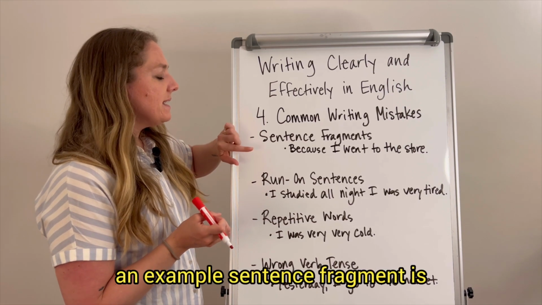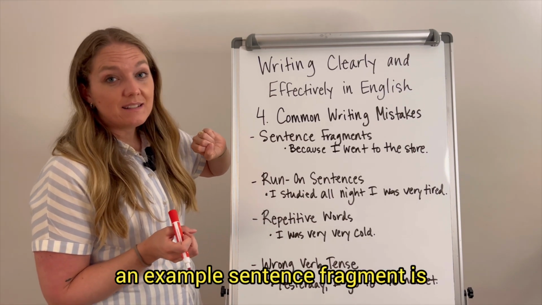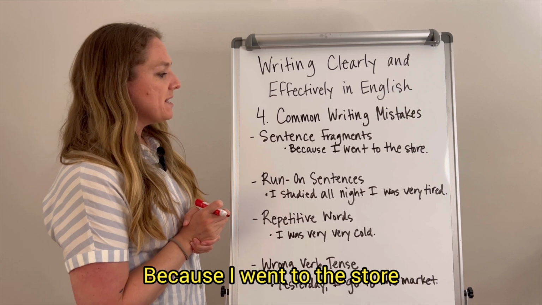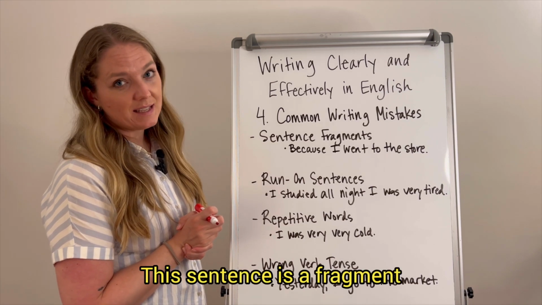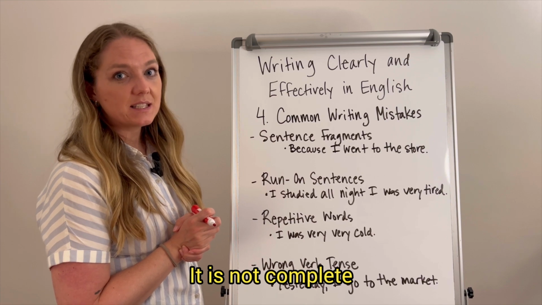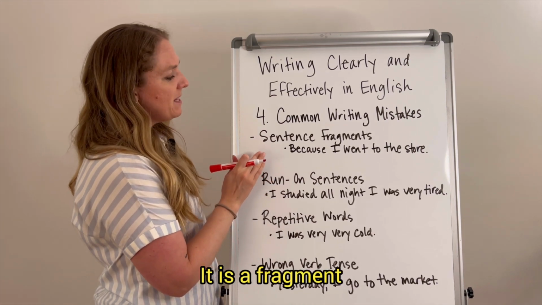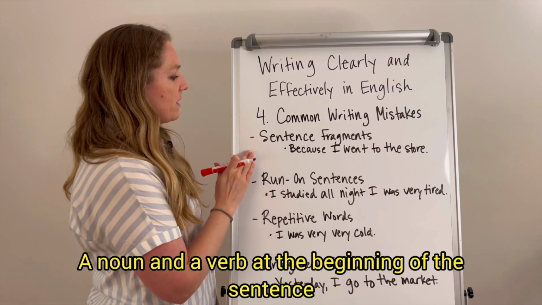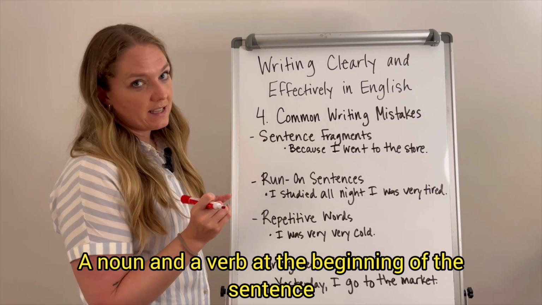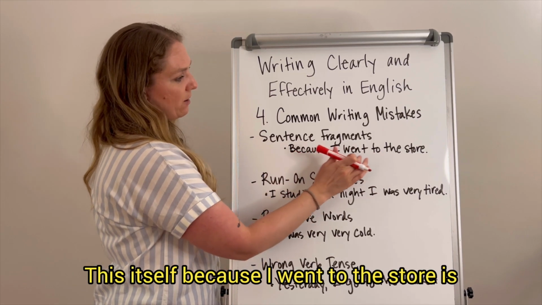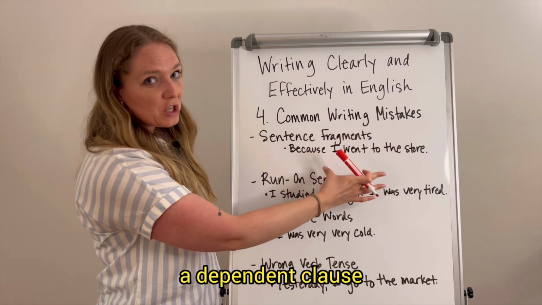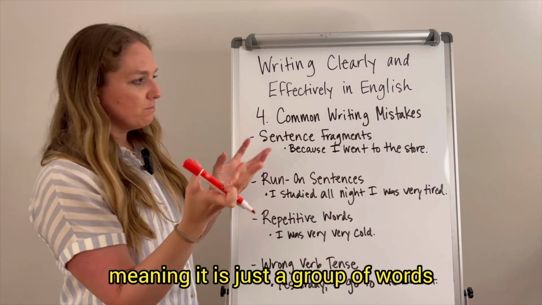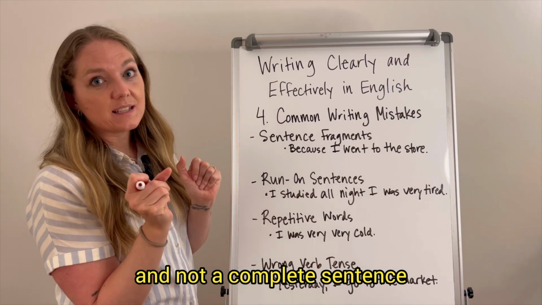And so, an example sentence fragment is: because I went to the store. This sentence is a fragment. It is not complete. It is a fragment because it is missing both a subject and a verb, a noun and a verb at the beginning of the sentence. This itself, because I went to the store, is a dependent clause, meaning it is just a group of words and not a complete sentence.